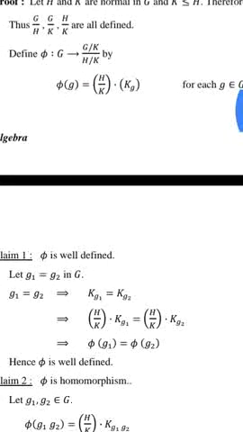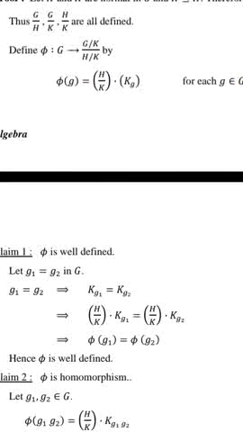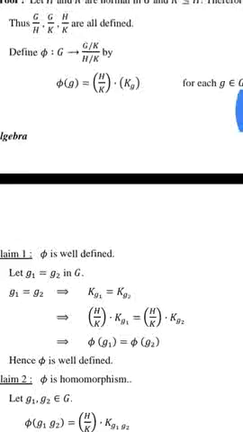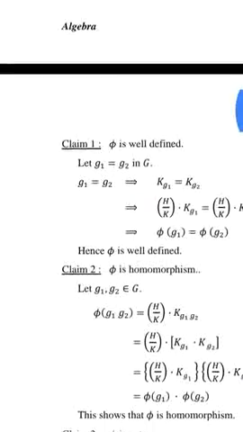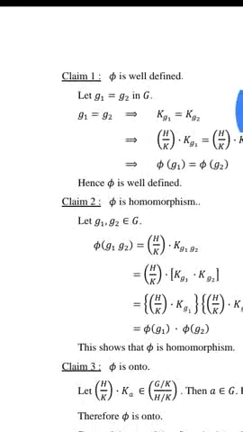Thus G/H, G/K, H/K are all defined. Now define a mapping phi from G to (G/K)/(H/K) by phi(g) = (H/K)·Kg for all g belongs to G. Now claim that phi is well defined.